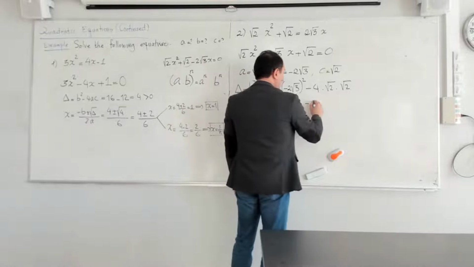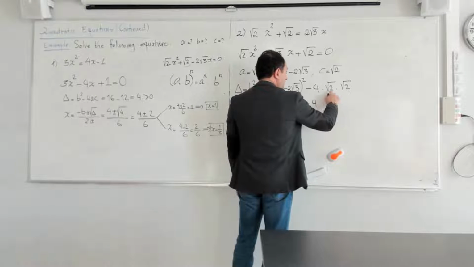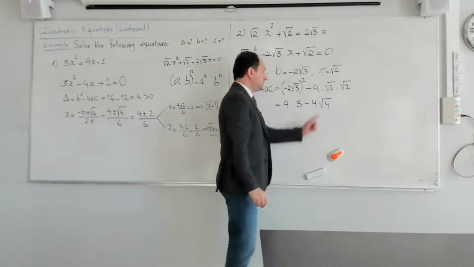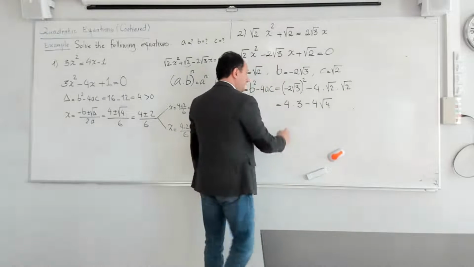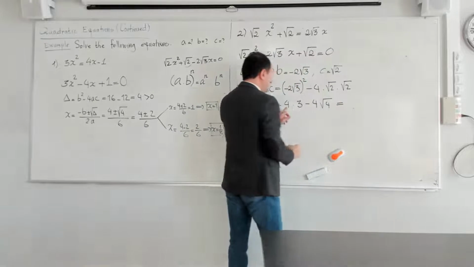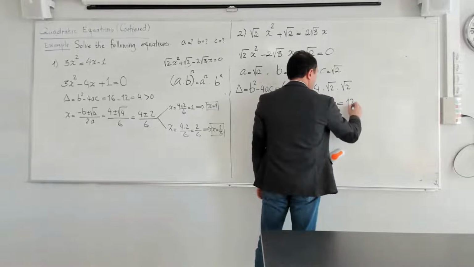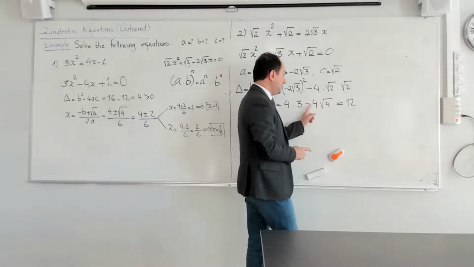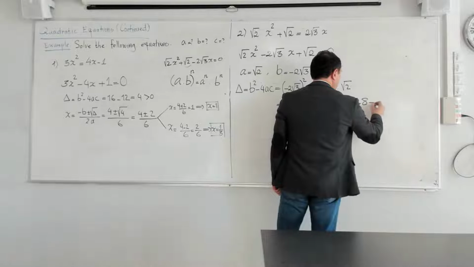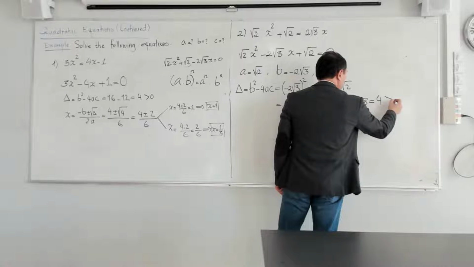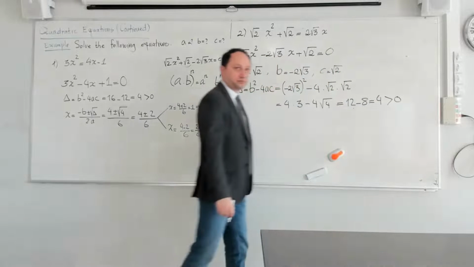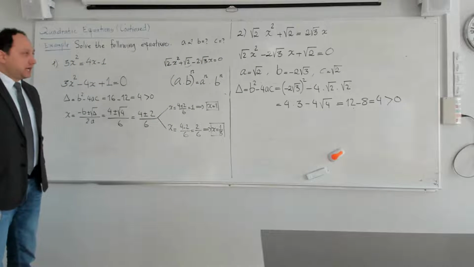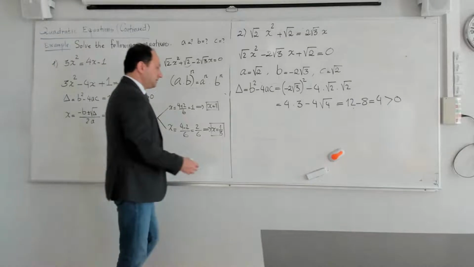Here, I have minus 4. Square root of 2 times the square root of 2 is a square root of 4, yes? 2 times 2 is 4. I can continue again. 4 times 3 is 12. And the square root of 4 is 2. 2 times 4 is 8. So it becomes minus 8. And then the difference finally is 4, and 4 is positive. So it means that my delta is a positive number, and I can calculate the roots.